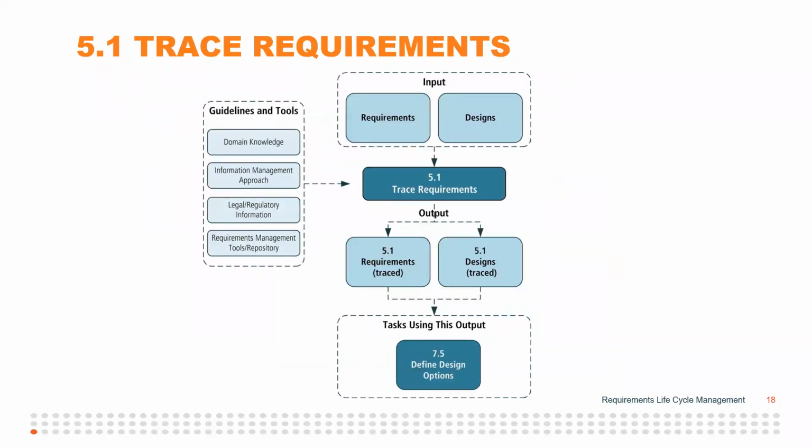Once again, here are the guidelines and tools, which are domain knowledge, then the one we were just talking about, information management approach, legal and regulatory information. That's always an interesting requirement, and oftentimes it trumps everything else. And then also requirements management tool or repository. The inputs are the requirements and designs, as we discussed at the very beginning of the chapter. The outputs are trace requirements and trace designs. And then task 7.5, which is define design options, uses those outputs. So, all right.